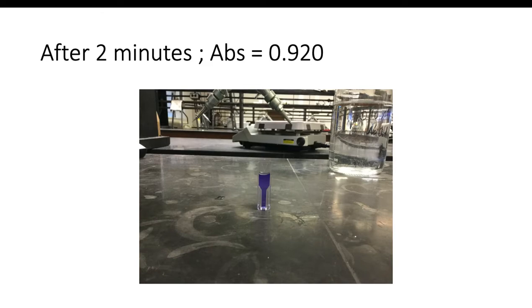The first image we saw a second ago was after 30 seconds. Absorbance value is a little over 1.4. After 2 minutes, we see our absorbance has gone down, and we see the color as we go back and forth. It's lightened a little bit.